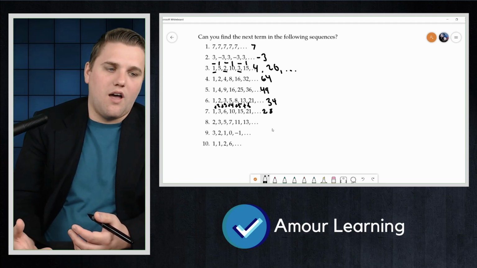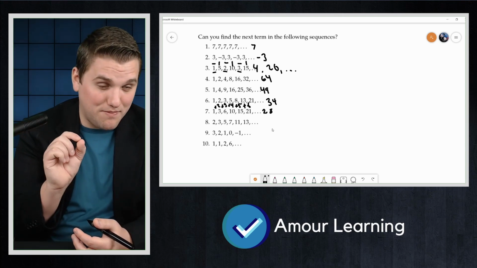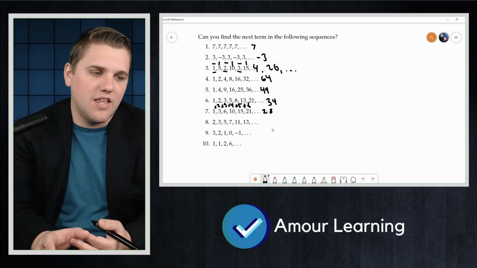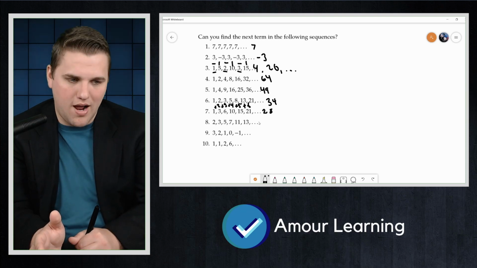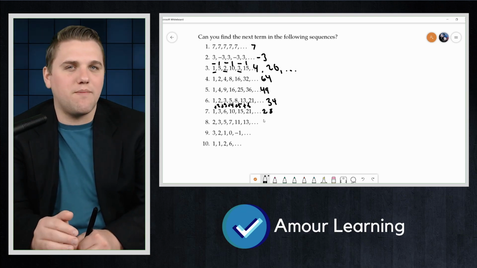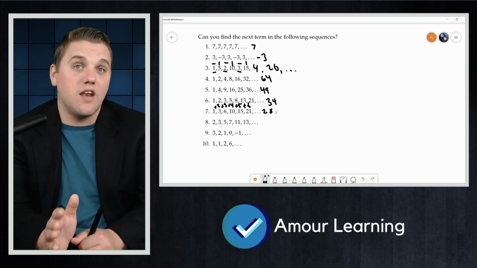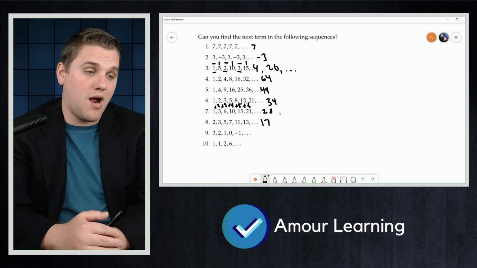Well, these are prime numbers. 9 is not a prime number. There's a special characteristic about the odd number 9, and that is that it's not a prime number. So these are all prime numbers, and so the next term in the sequence is not 15, because 15 is not a prime number. 17 is, though. 17 is the next prime number.